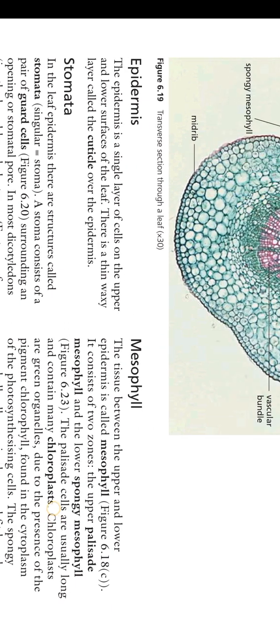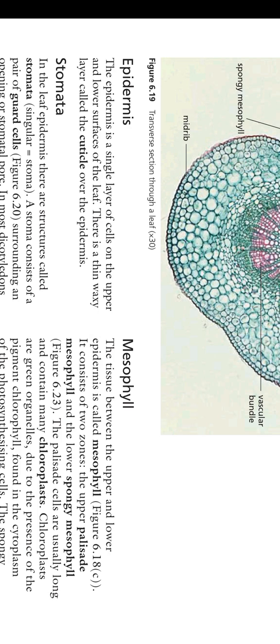So the next component is the mesophyll. What is the mesophyll? The mesophyll contains a lot of chloroplasts, which contain the pigment chlorophyll, that is used in photosynthesis. So we can say the mesophyll, the tissue between the upper and lower epidermis, is called the mesophyll. It consists of two zones, the upper palisade mesophyll and the lower spongy mesophyll.